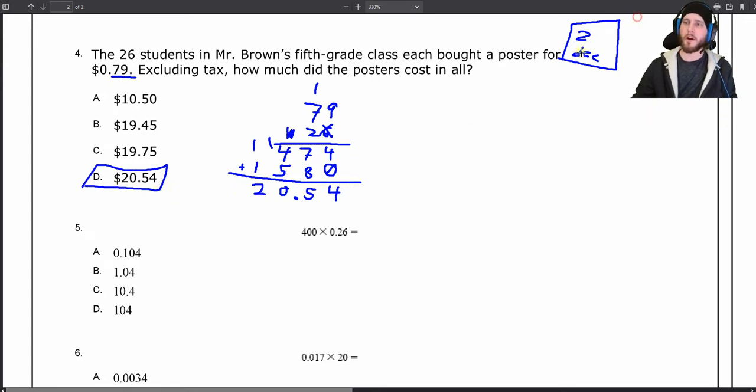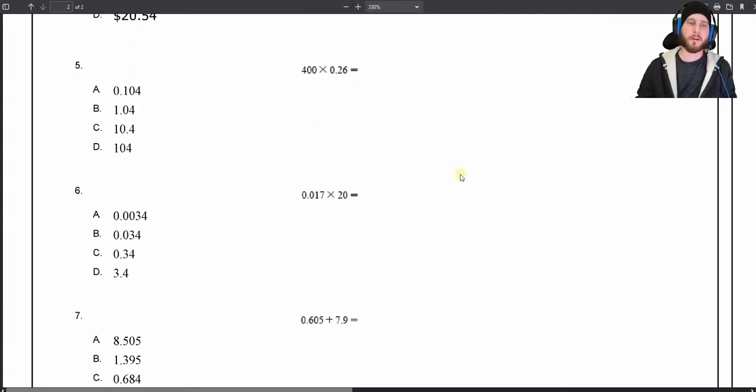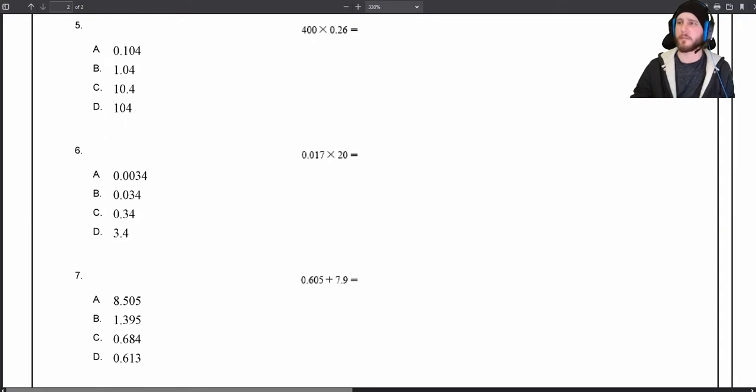Moving on to number 5, which is another multiplication problem. And it looks like number 6 is also going to be multiplication. So we'll just do number 5 and 6 right now. For number 5, actually both of them are pretty easy. This number has no decimal places in it, and this number has 2 decimal places in it. So that means my final answer should have 2 decimal places. So we've got 400 times, if I ignore the decimal place, I've only got 26.